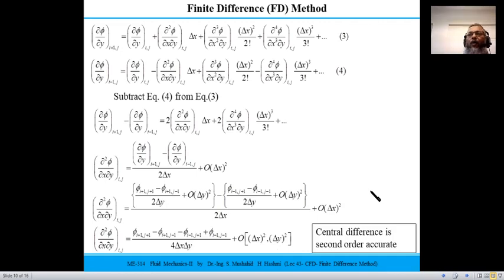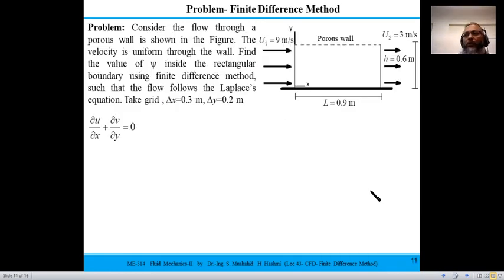Okay, now let's see how we need to use such equations to solve our problem. We just consider a flow through a porous wall. So this is a wall which is a porous wall. What happens is the velocity is uniform once it enters, when x is 0. And when x equals L, its velocity reduces from 9 meters per second to 3 meters per second.